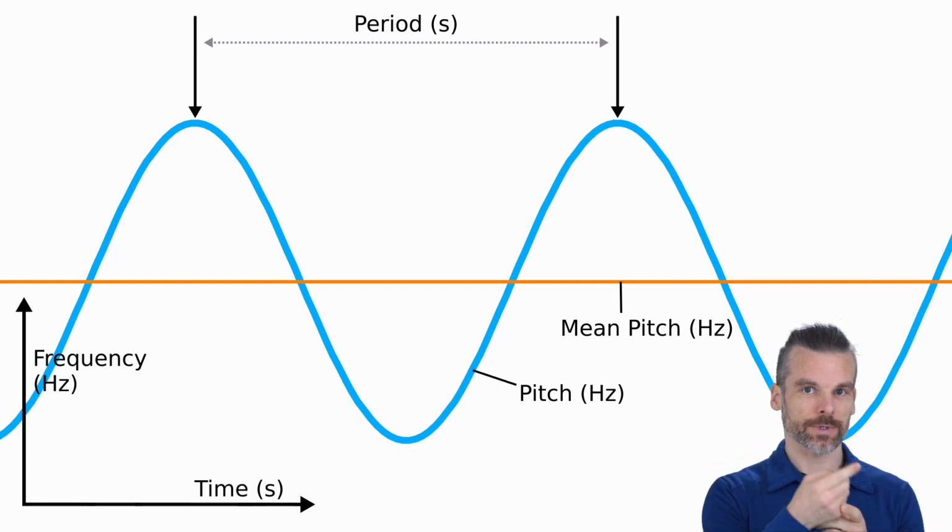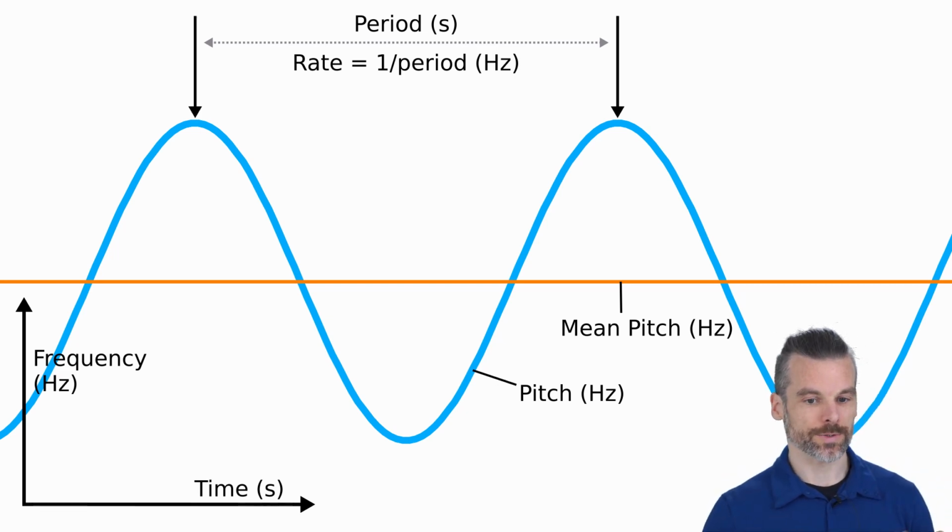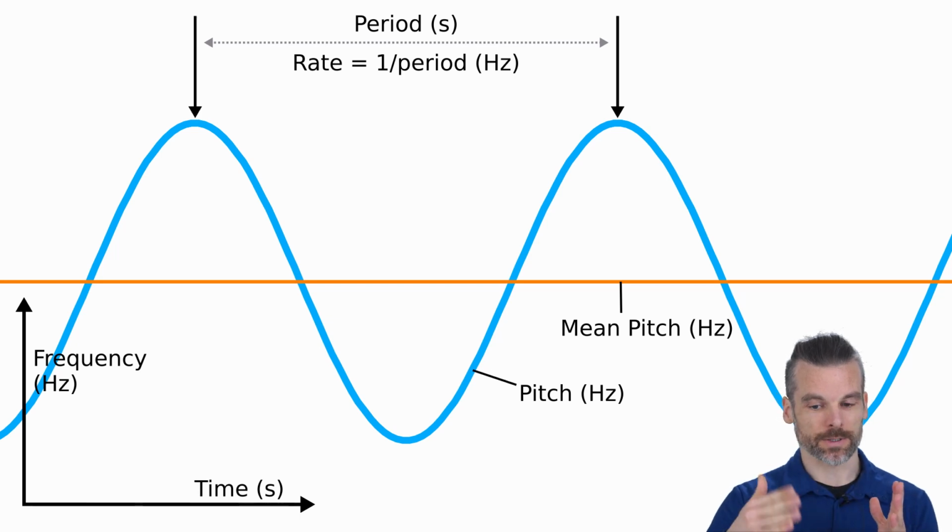And if we take the inverse of this, then we get a rate or a frequency. So the period is measured in seconds. For example, the period might be half a second. And the rate is the inverse of that. So if the period is half a second, then the rate would be 2 hertz, or 2 cycles per second. If the period is a fifth of a second, then the rate would be 5 hertz. So that's the period that shows us how quickly the signal repeats.